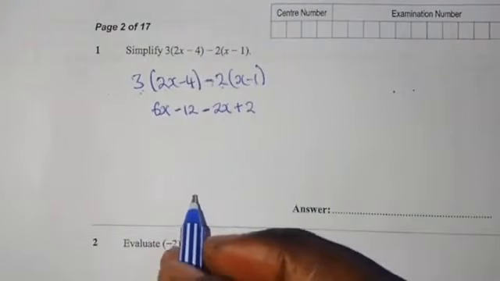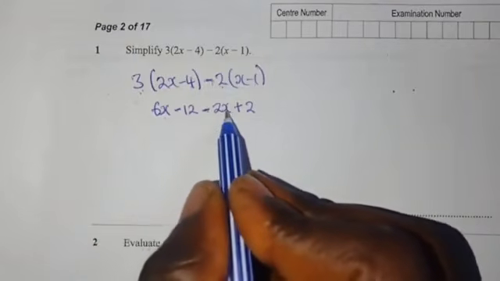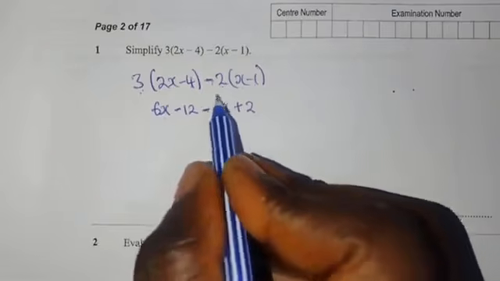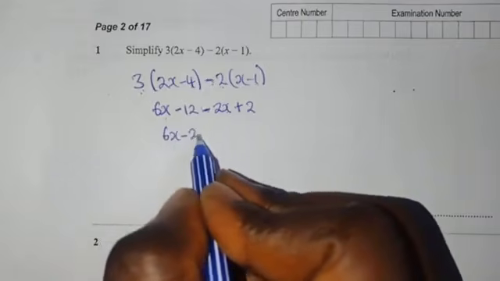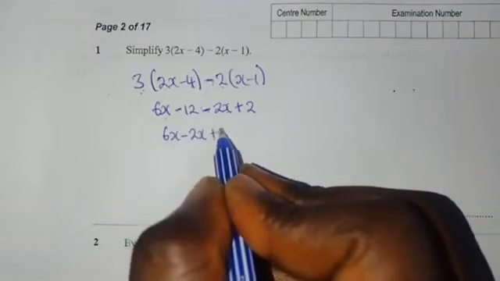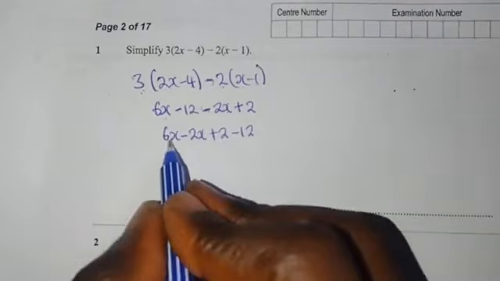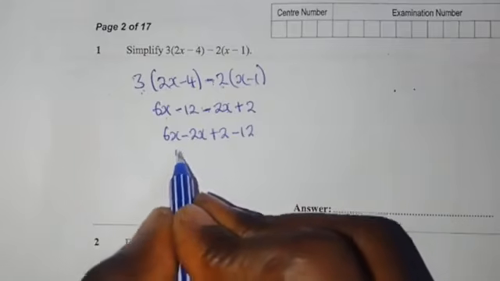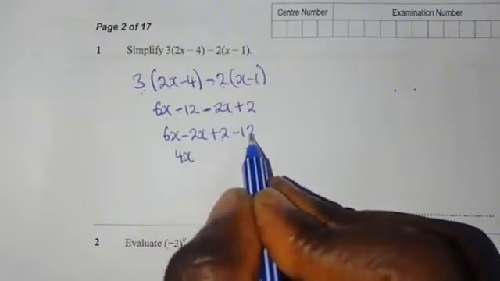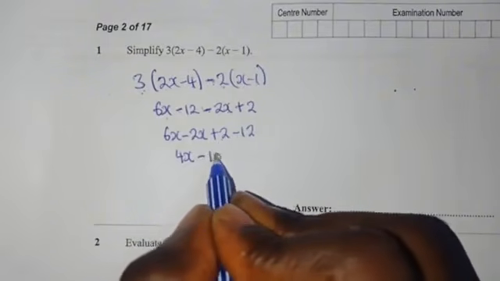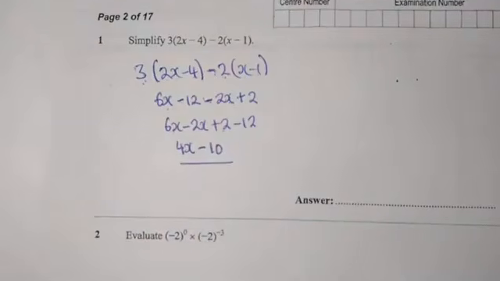From this stage, we need to collect the like terms. So 6x is a like term with minus 2x. Make sure you take it with the sign. So we write 6x minus 2x, then plus 2 minus 12. Here 6x minus 2x will give us 4x. Then positive 2 minus 12 will give us negative 10. So this is our answer. So I have answered our question 1.